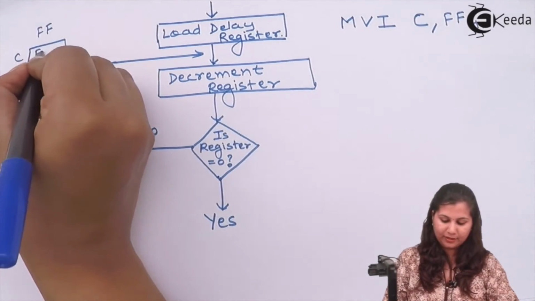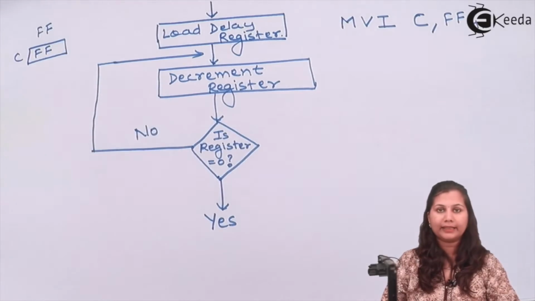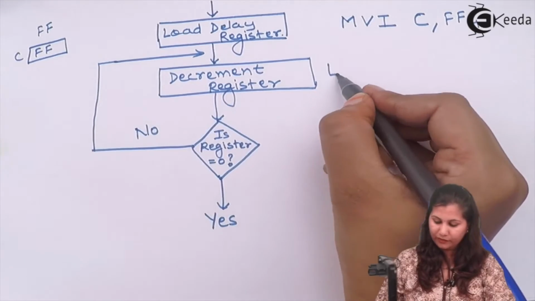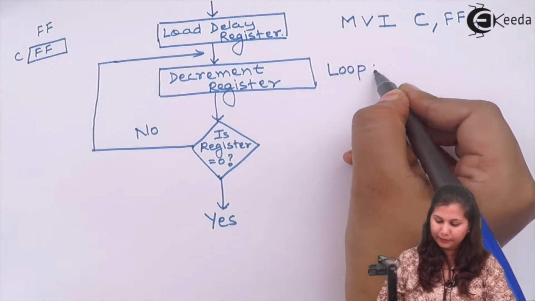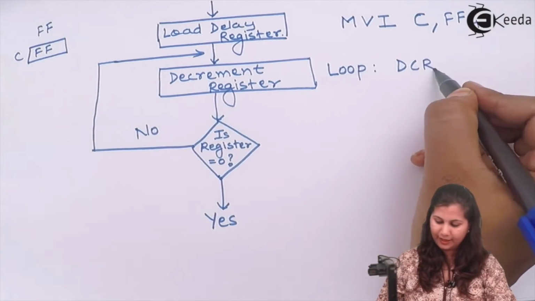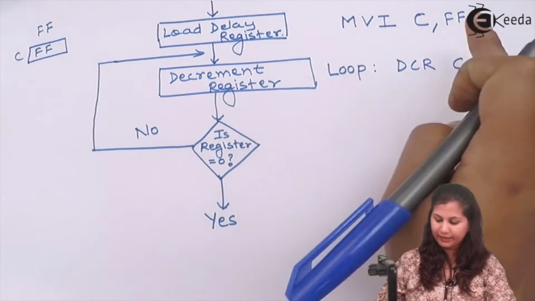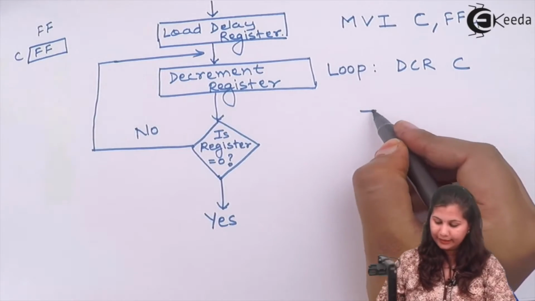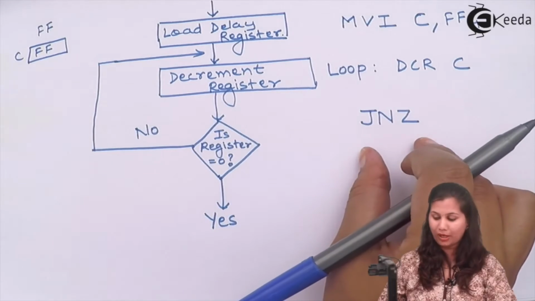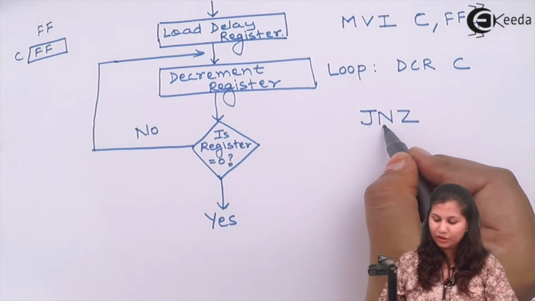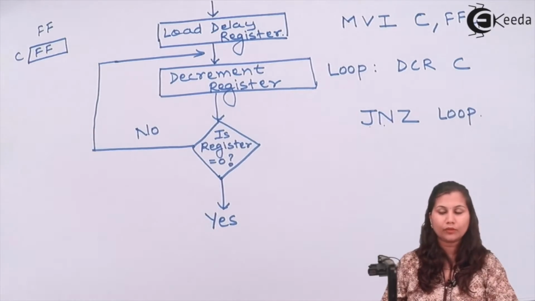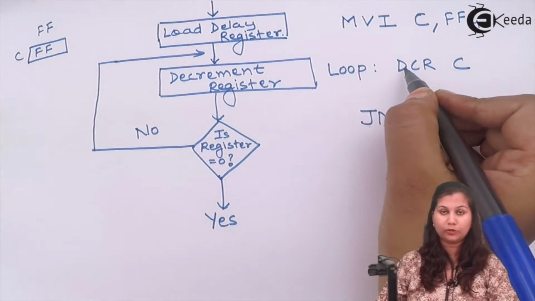So in C register we are having the number FF. Now we have to decrement the register. So here we are introducing a loop, and we will write the instruction DCR C. We are decrementing this register. Then we are placing the conditional jump instruction, that is jump on no zero to loop. Loop is what? This memory location.